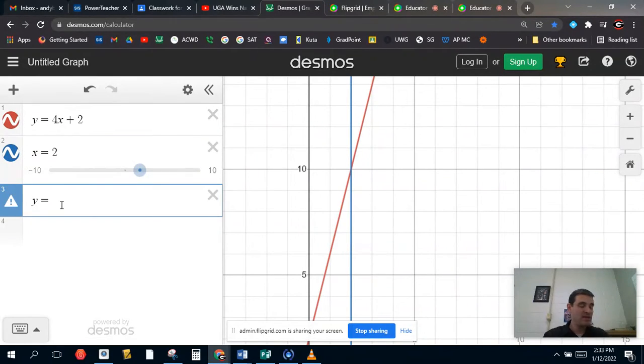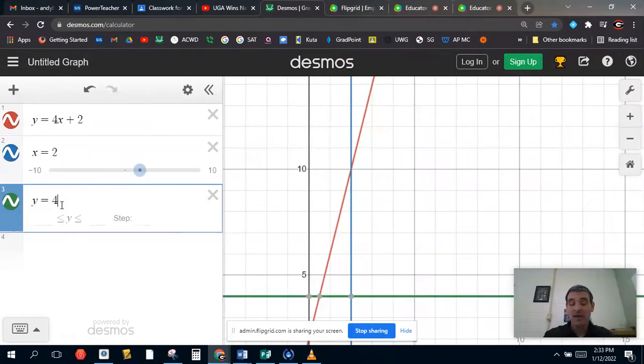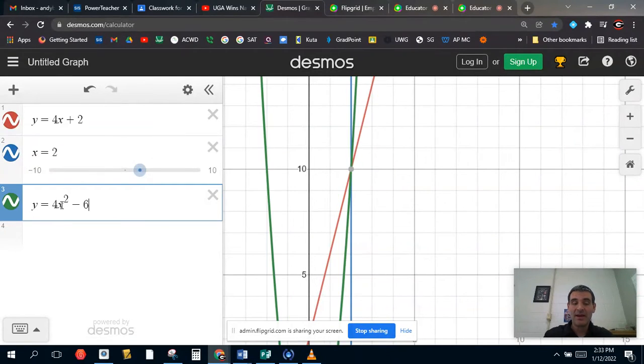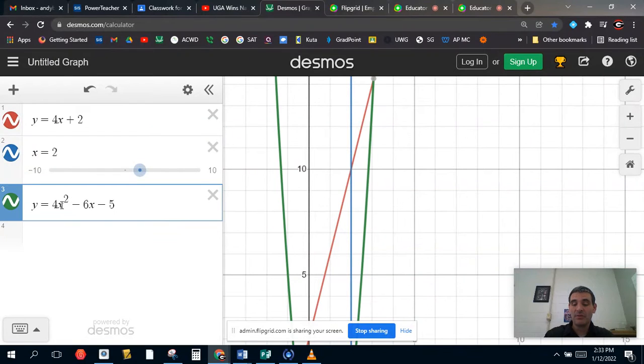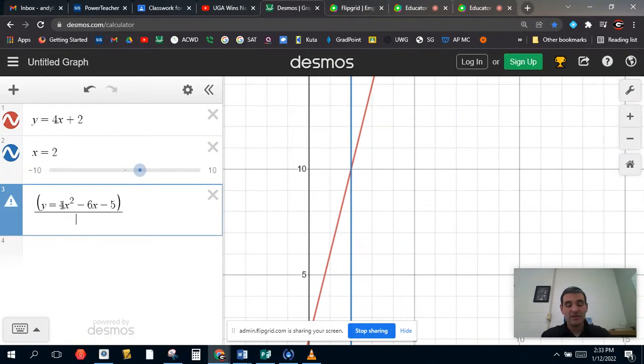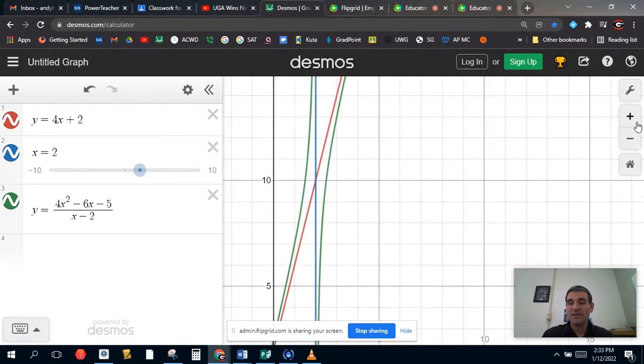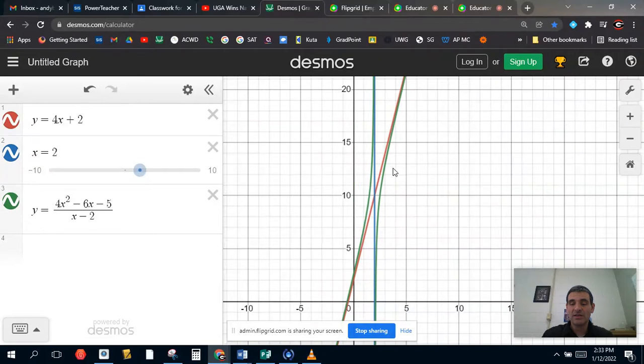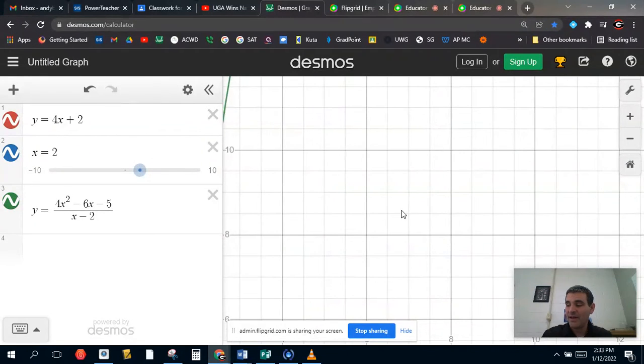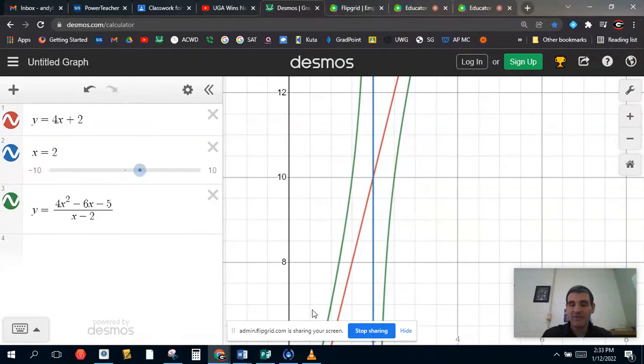I'm going to type the original equation that we had, or the function rather, 4x squared minus 6x minus 5. And then we're going to divide that by x minus 2. You can see that the graph does, in fact, if I zoom out, it hugs those lines. Okay, it happens to be on the left and the right. If I zoom in a little bit, you can see how it's very, very close to that red line, very, very close to that blue line on both sides.